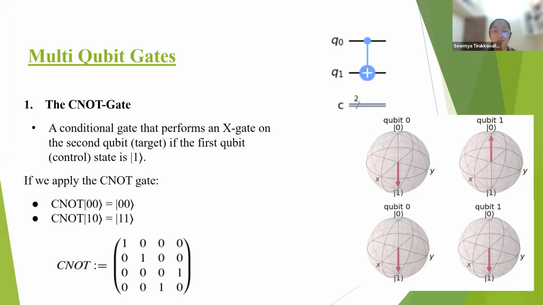Multi-qubit gates. One example of a multi-qubit gate is the CNOT gate. It's a conditional gate that performs an X gate on the second qubit, also known as the target qubit, if the first qubit, also known as the control qubit, is in state 1. So you have two qubits. Qubit 1 is in state 1, whereas qubit 2 is in state 0. When you apply the CNOT gate, qubit 2 will flip to state 1 as well. So it will apply an X gate on qubit 2 if the state of the first qubit is in state 1. This is the matrix representation of CNOT.